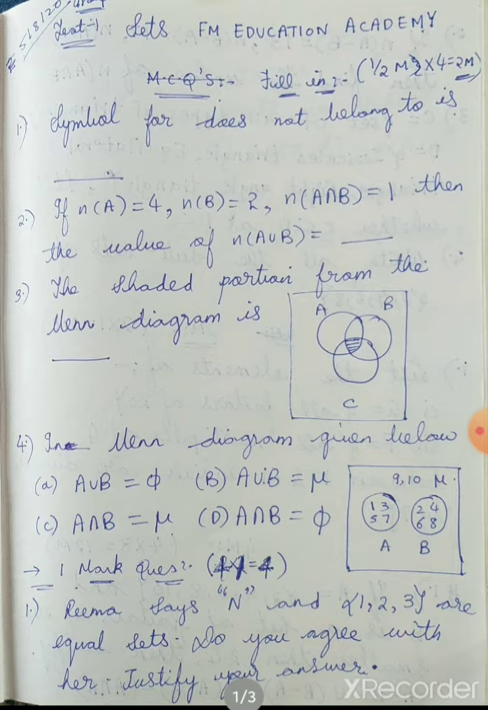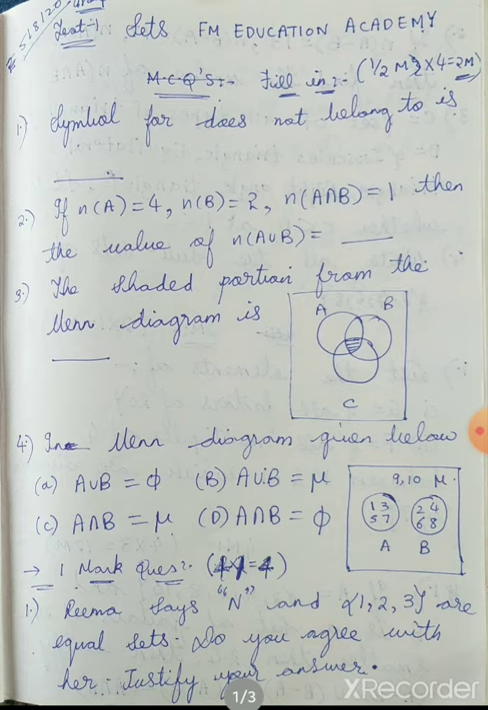First option is A union B is equal to 5. Second option is A union B is equal to mu. Third option is A intersection B is equal to mu. And fourth option is A intersection B is equal to 5. So from the Venn diagram, you have to pick any one option. Now these all 4 questions were of half mark each. Now coming to 1 mark questions.